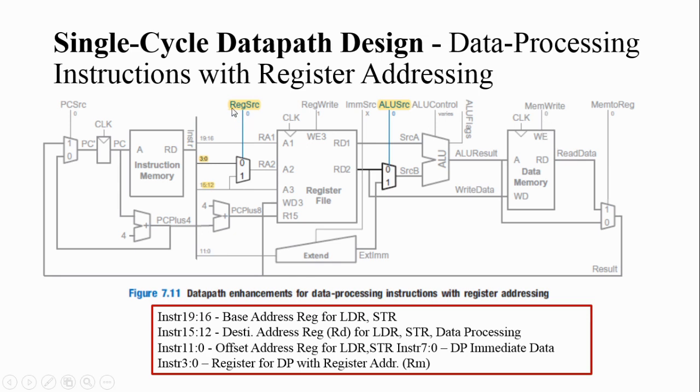So you need to configure register source as 0, register write as 1, IM source as 0, ALU source as 0, ALU control based on the operation, memory write 0, memory to register 0. So these are the control signals you need to generate for a data processing instruction.